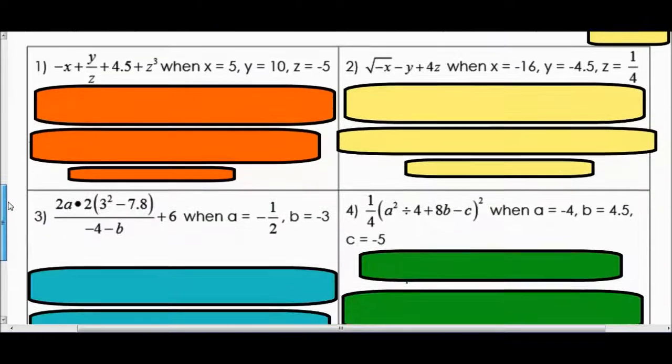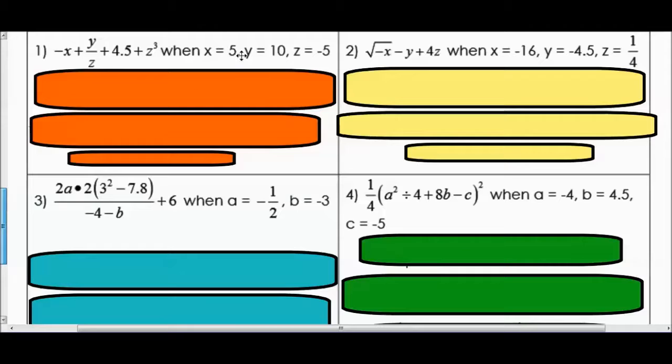So we get down to our first problem here. It's the exact same thing as order of operations after we plug these numbers in.